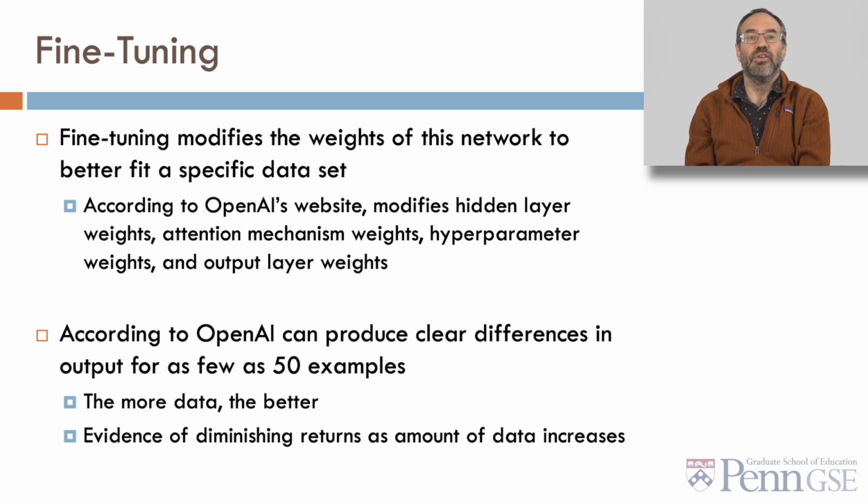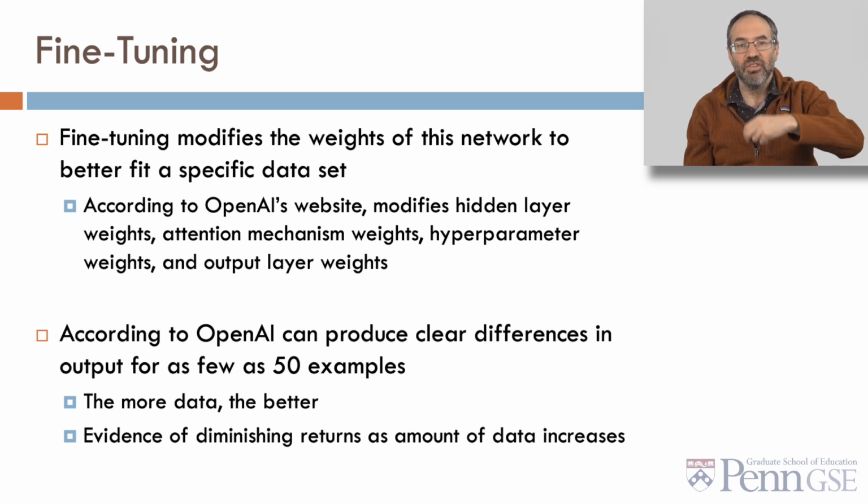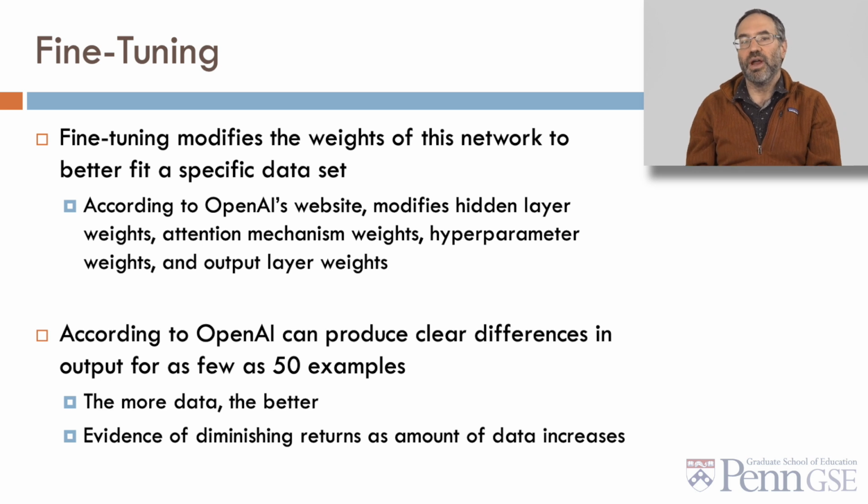According to OpenAI's website, it modifies the hidden layer weights, the attention mechanism weights, the hyperparameter weights, and the output layer weights. Also, according to the OpenAI website, this can produce clear differences in output for as few as 50 examples. But the more data, the better. There's also evidence of diminishing returns as the amount of data increases past a certain point. How much data exactly? Your mileage might vary depending on exactly what you're doing.